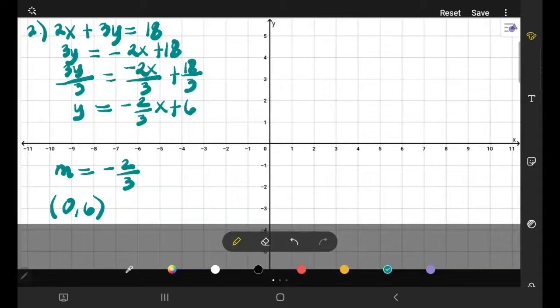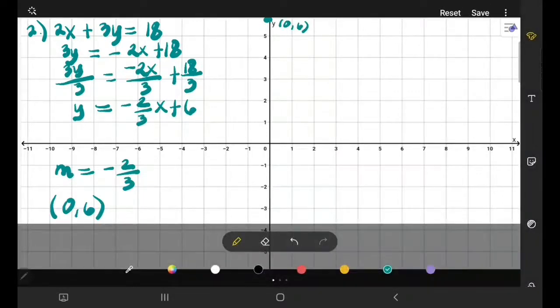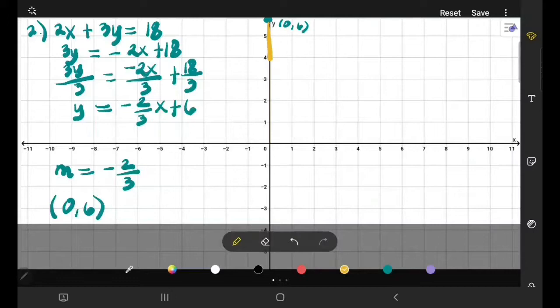So, as I said, you plot first your (0, 6). So we consider that (0, 6). And then from that, you execute the slope, negative 2/3. So I'm going to say 2 downwards. 1, 2. Then run 3. It's 3 to the right.